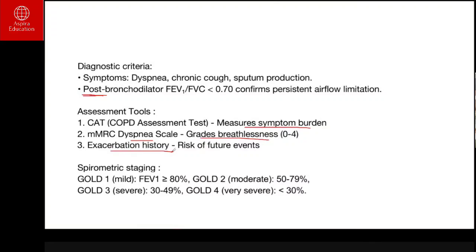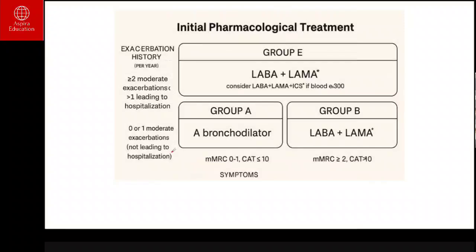According to the GOLD guidelines, spirometric staging has been done depending upon the FEV1: mild, moderate, severe, and very severe. If the FEV1 is more than 80%, it belongs to mild. If the FEV1 falls below 30%, it belongs to very severe. So this is the pharmacological management as per the GOLD criteria, latest guideline.